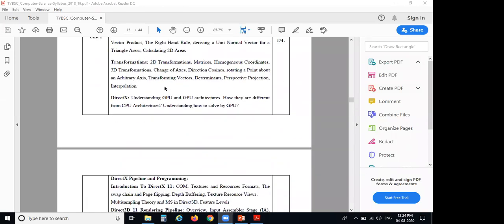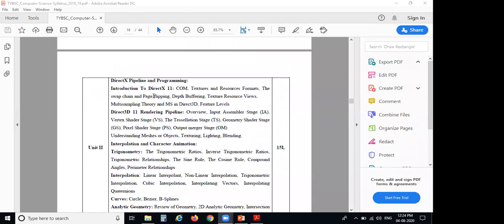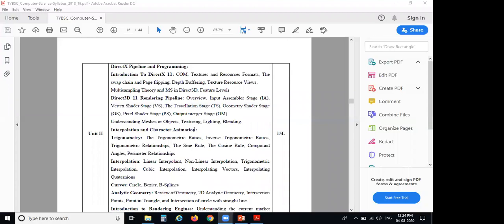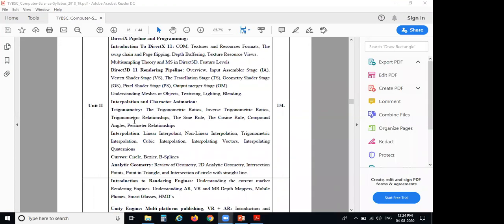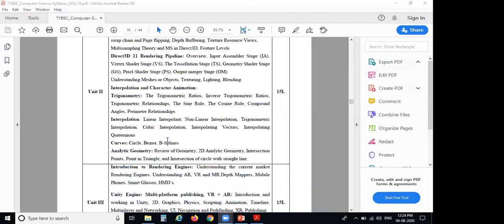Then in unit second, you have to study DirectX. That means this is the library which is used to develop games. And you have to study these concepts in Unity Hub, practicals, and in a tutorial. Then the next concepts are trigonometry, interpolation, and analytic geometry.